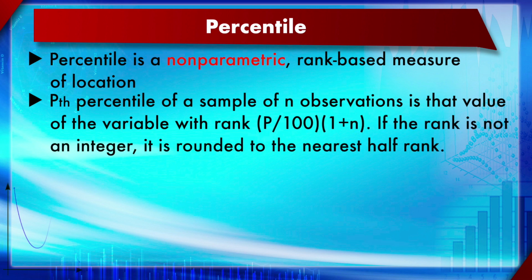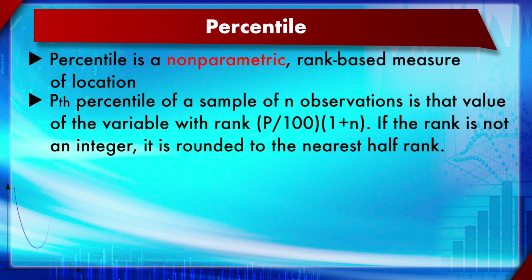It's actually very simple. The pth percentile of a sample of n observations is that value of the variable with the rank p by 100 into 1 plus n. So the formula for the percentile is p by 100 into 1 plus n. So a percentile is a rank-based assessment. The rank matters. Like the median, which is also rank-based, right? The median is the 50th percentile, if you remember.